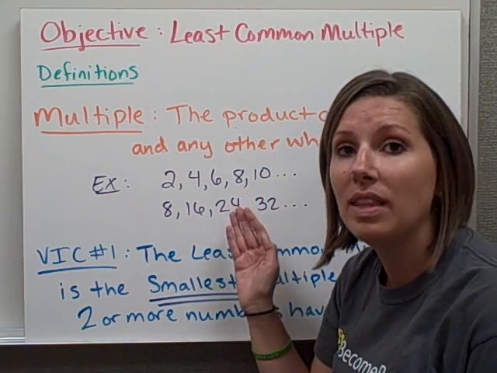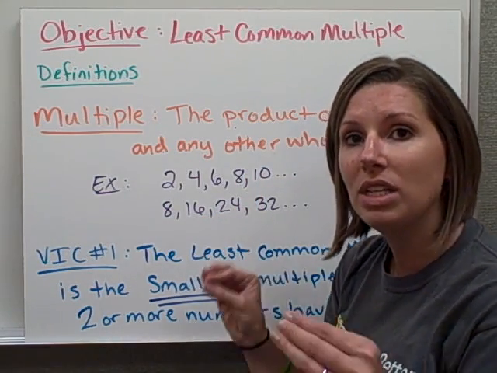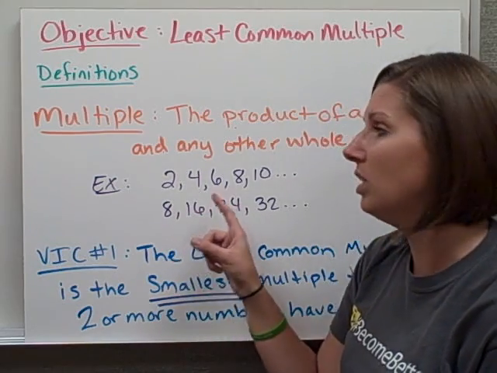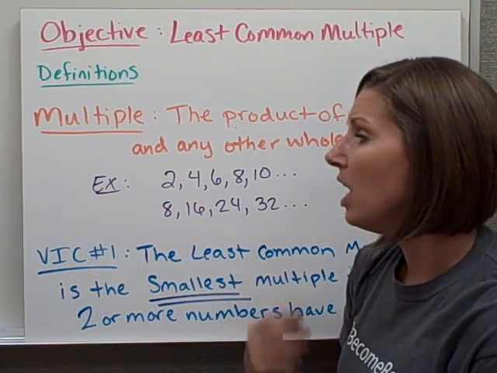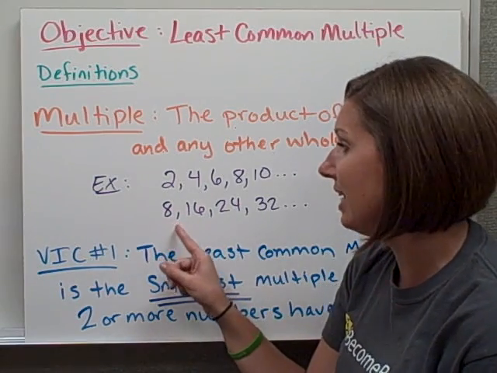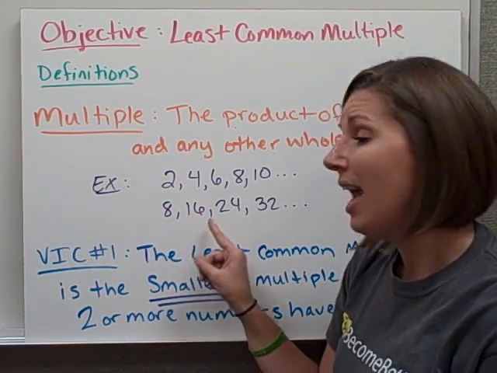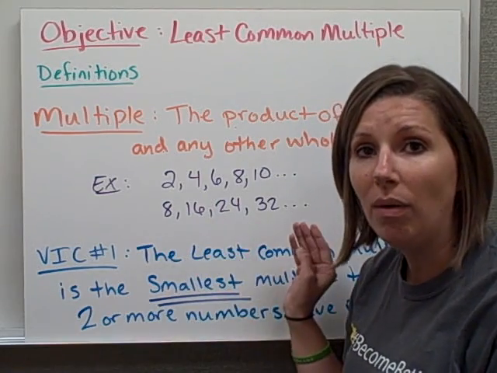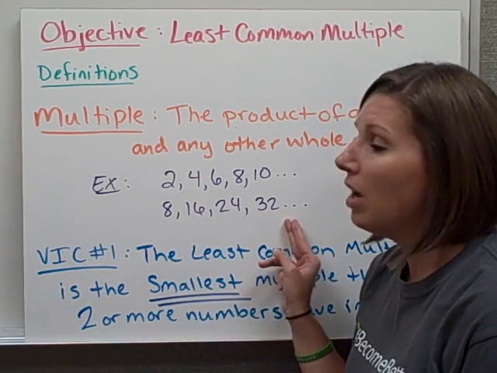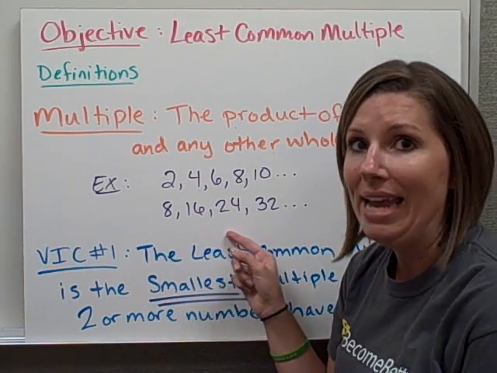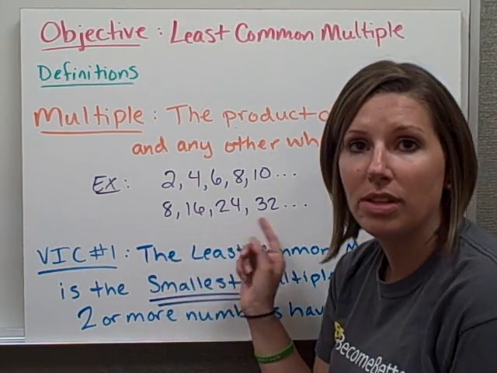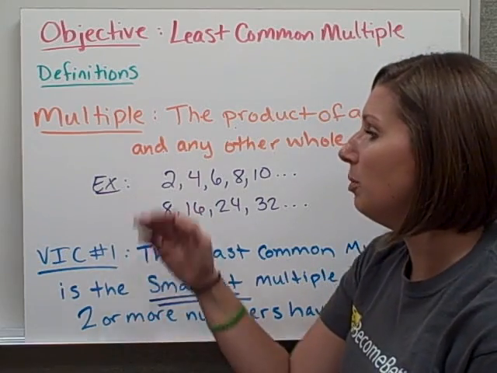What it looks like in the end result is just you counting by 2. 2, 4, 6, 8, 10. These are multiples of the number 2. If I did 8, 8 times 1 is 8, 8 times 2 is 16, 8 times 3 is 24, and so on. These are multiples of the number 8, but what it looks like is you're counting by 8s. But these are all just multiples of the number 8. So that's what a multiple is.